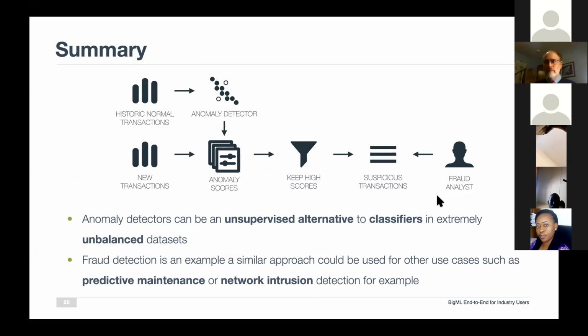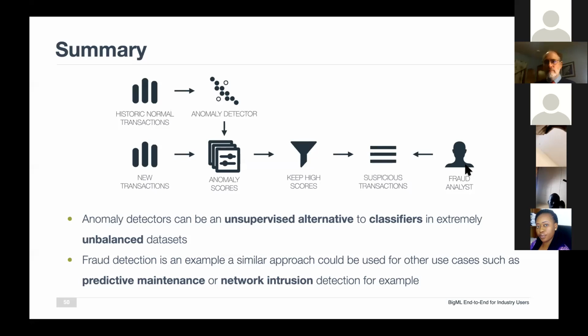Okay, so as a summary, the idea here would be training data with historical transactions without fraud. We would train an anomaly detector, and then new transactions would be scored over the anomaly detector, and we would keep high scores and give those to fraud analysts so they could determine if really the transactions were fraudulent or not, and do their work in that sense.